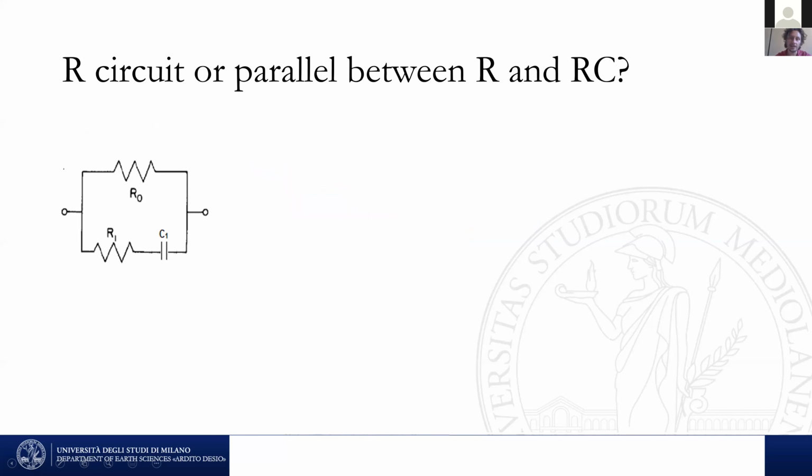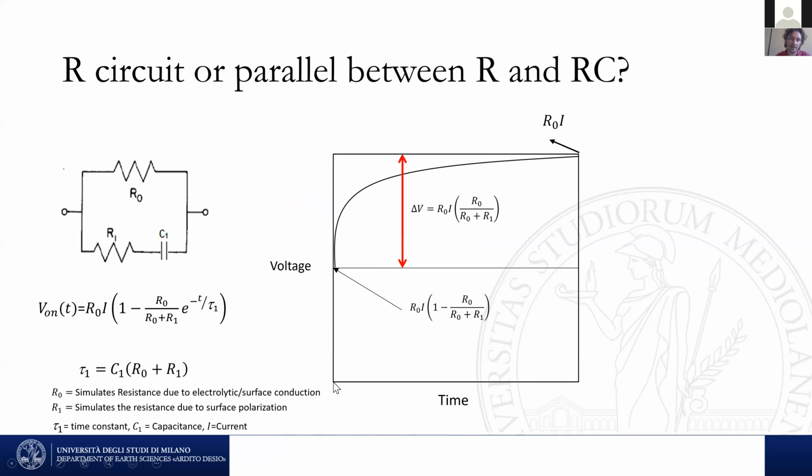And this similarity is that we have a rise of the potential where the difference of potential during the rise depends on the resistance of the equivalent circuit, both R0 and R1, but also this relaxation time depends on the capacitance. So this means that this kind of phenomenon might be due to the accumulation of charge in the ground. So this is why we talk about induced polarization or capacitive effects in the ground.